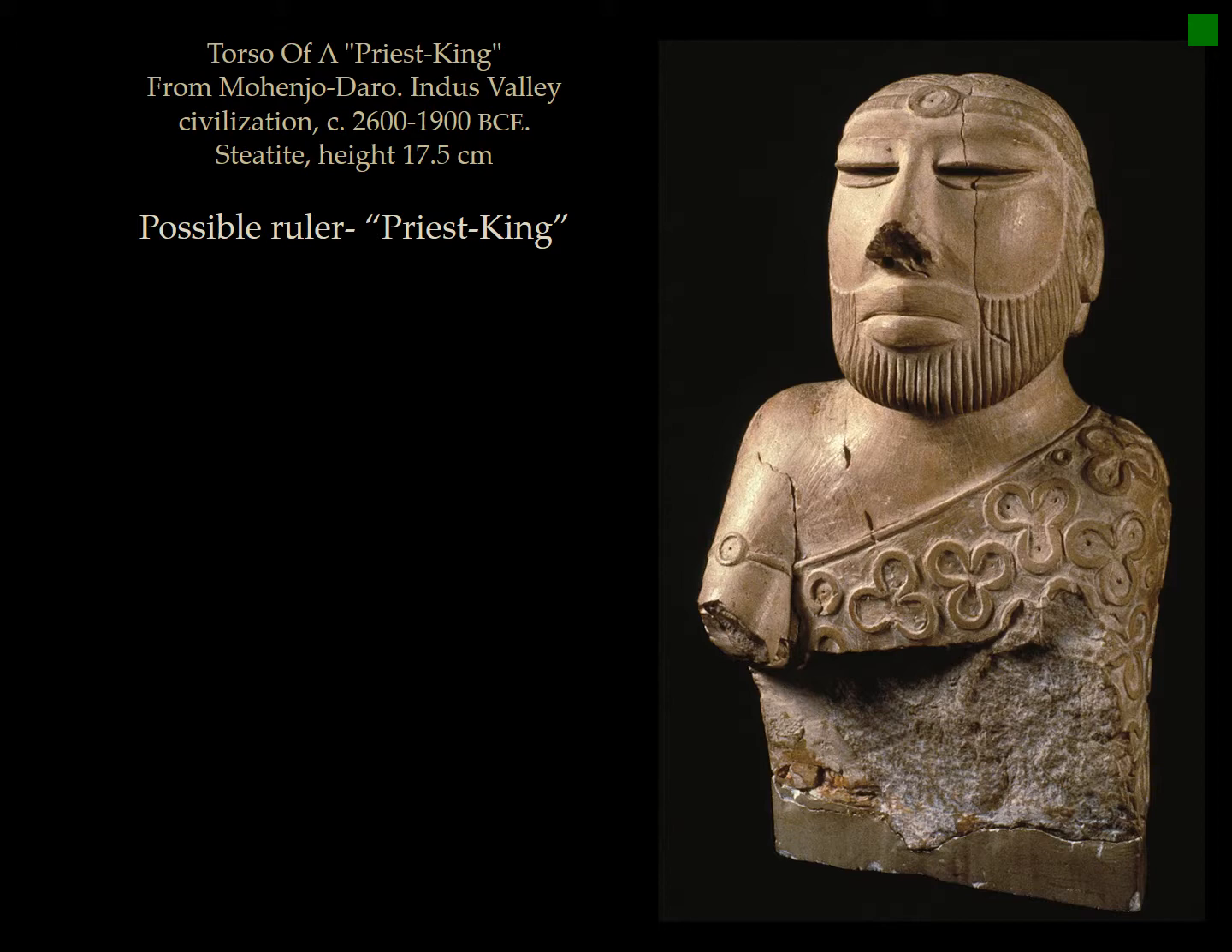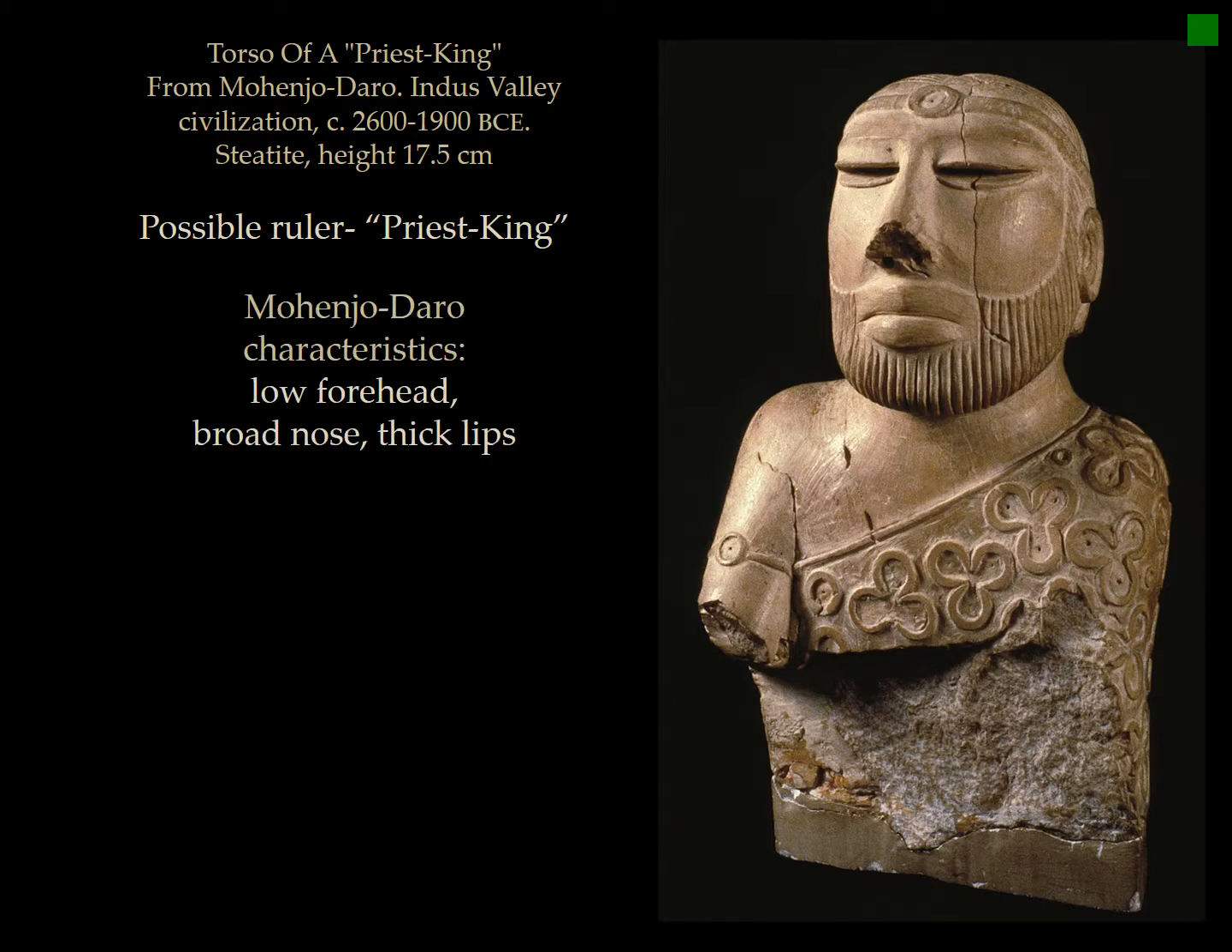Turning to the torso of a priest king, we do not know exactly what the organization of the city was, but the likelihood that it was similar to how the West developed is certainly possible. And here we have a possible ruler, one of these priest kings who spoke for the gods and or was a high priest. At Mohenjo-Daro, the characteristics in the human figures are as follows.